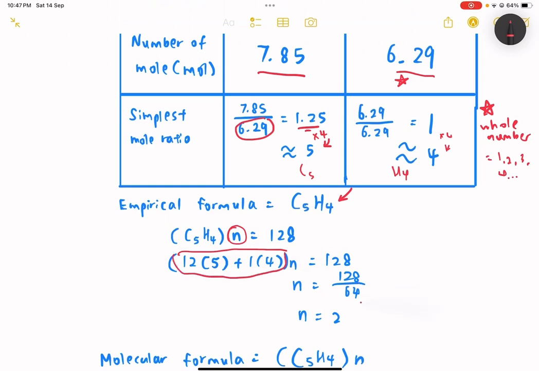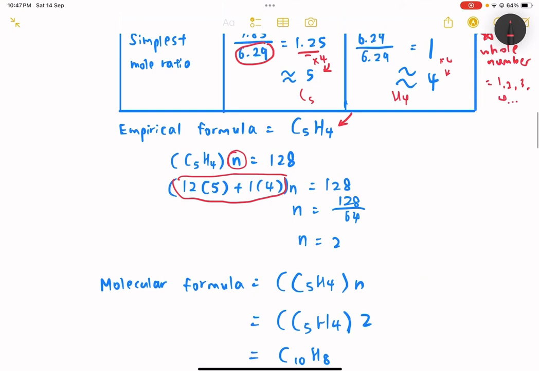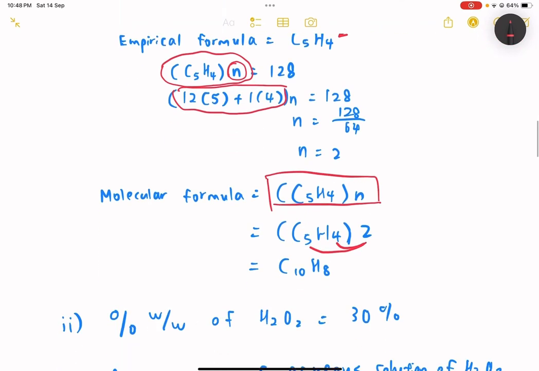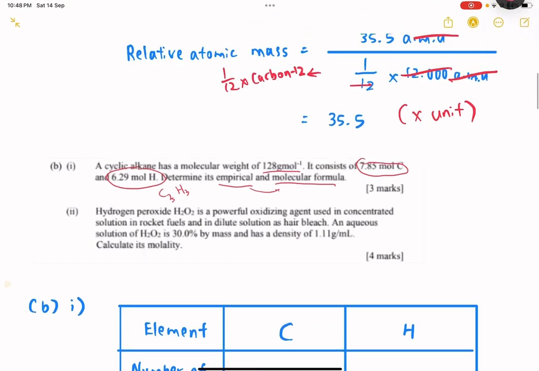So it becomes 128 divided by 64, and n equals 2. But we haven't finished yet. We have to substitute back into this. So the molecular formula equals this one. We have found n, right? n equals 2. Then we multiply it inside, and then we find the final answer. Molecular formula C10H8.